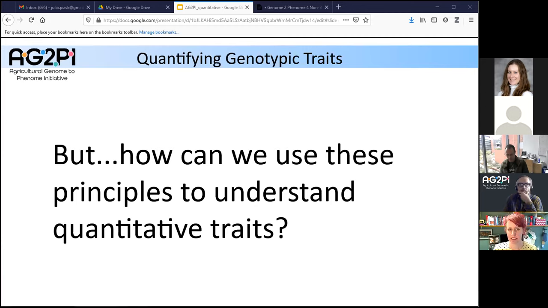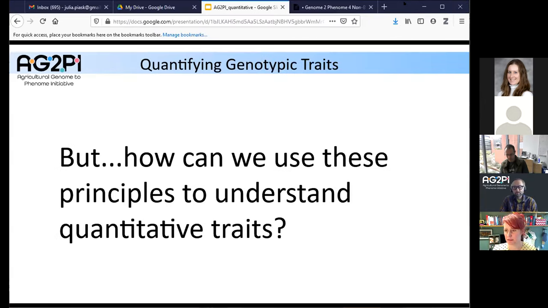Just switching the screens over. Same screen, just different person. Hi, yes, I am Julia Piaskowski. I'm at the University of Idaho. I'm a consulting statistician, and my training was previously in plant genetics. So this is my bread and butter here.